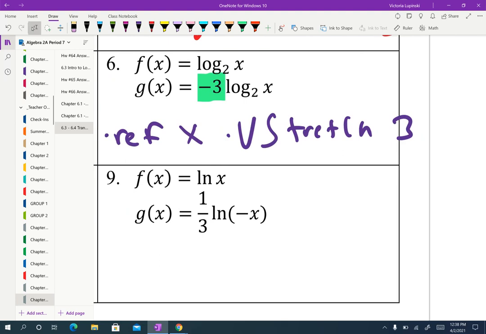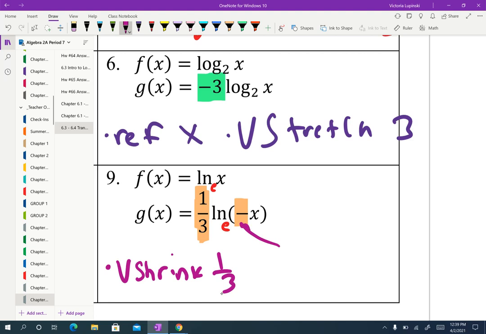Finally, you have the ln, and just a good reminder here, when you see the ln, that means base e, that special irrational e that we've talked about a couple of times now. It's good to remember what the base is. Then we have 2 changes: this 1/3, and this negative on the inside. The 1/3 on the outside is a vertical change, and you always do what it says if it's on the outside. So that's a vertical shrink of 1/3. And then the negative on the inside is going to reflect you over the y-axis.